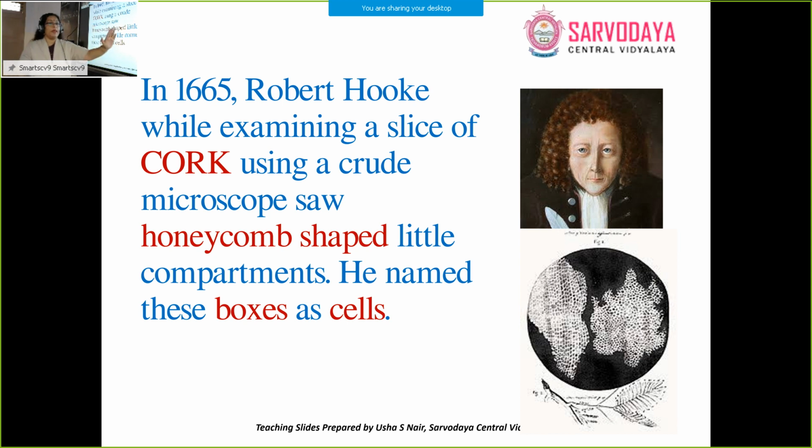Here, when I'm starting with this, I'm mentioning a few scientists and their discoveries. You have to know which scientist discovered what. Here we know Robert Hooke. We know that he discovered the cell. Cell is a Latin word that means a little room. In 1665, Robert Hooke, while examining a slice of cork using a crude microscope, saw honeycomb-shaped little compartments, and he named the boxes cells. So you have to know Robert Hooke and what he discovered, what is called cells. I'm going forward with different scientists, so you have to know the scientists and their discoveries.